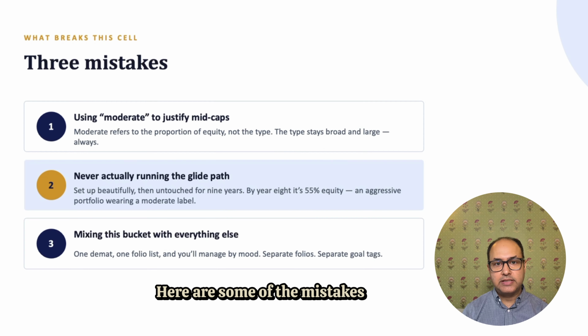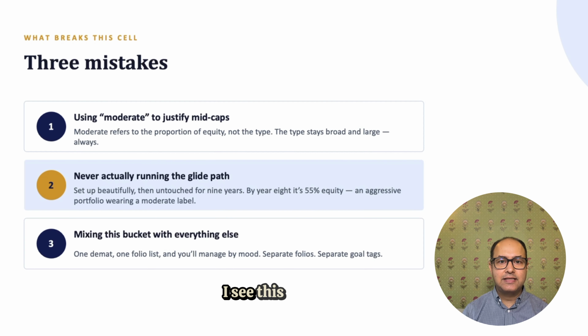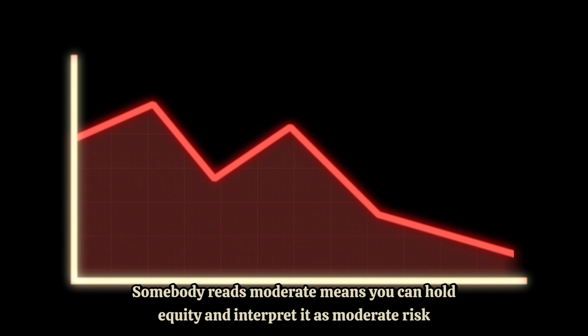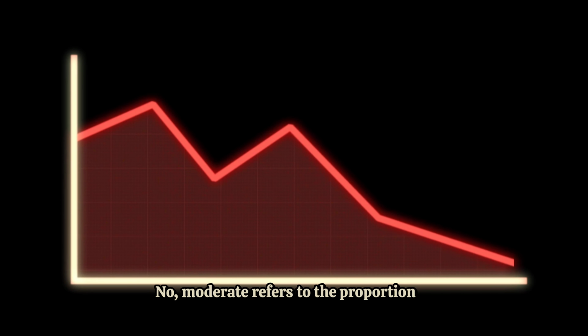Here are some of the mistakes. Using the moderate label to justify mid-caps. I see this constantly. Somebody reads moderate means you can hold equity and interprets it as moderate risk equity, which they take to mean mid-caps. No, moderate refers to the proportion of equity, not the type. The type stays broad and large.